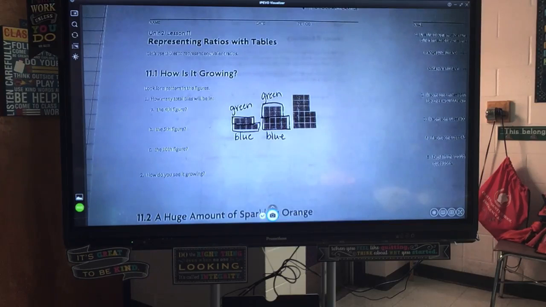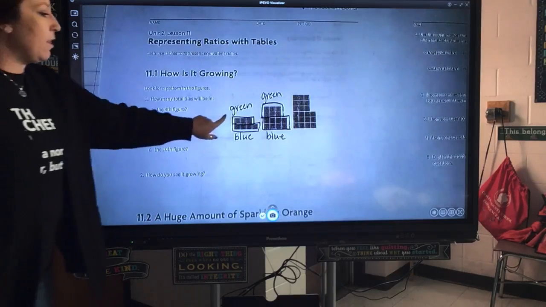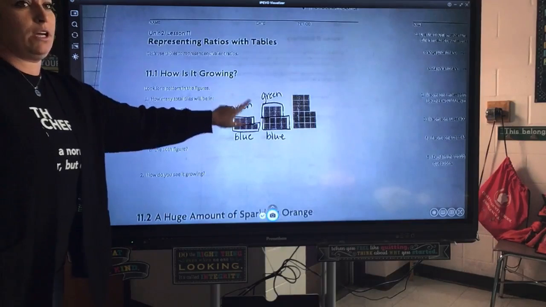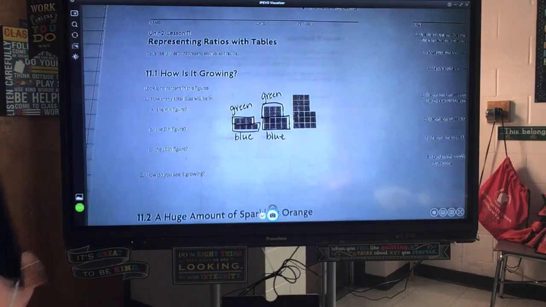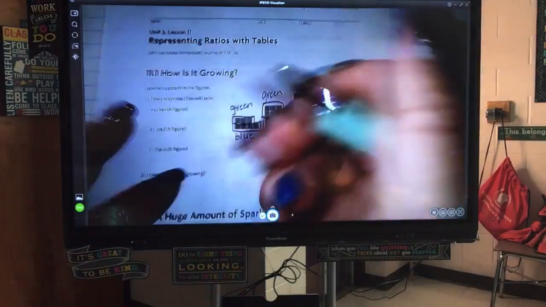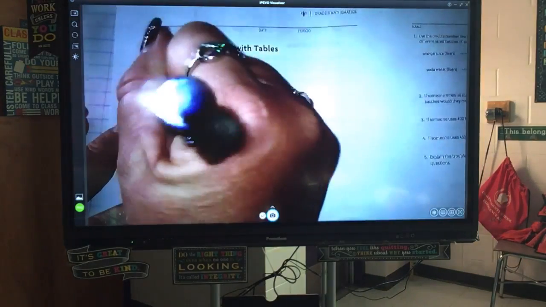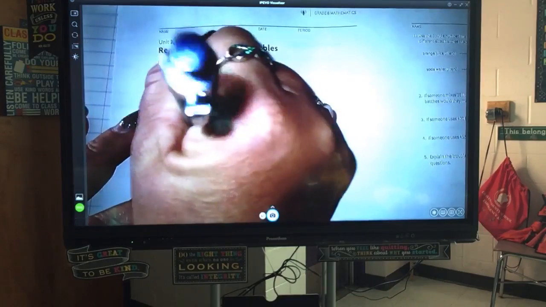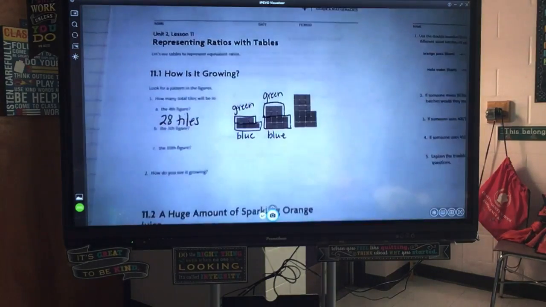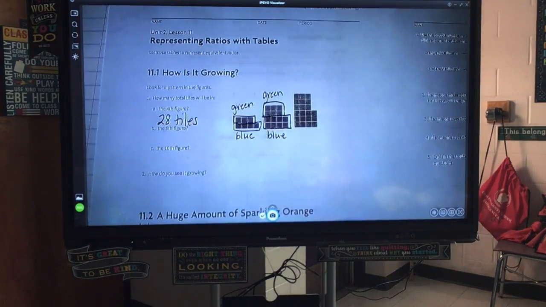Alright, so Troy, you were on the right track with adding the 3 and the 1, but just be careful because we add 3 here and 4 here, 3 here, 4 here, 3 here, 4 here. So yes, you are increasing by 7. So for the fourth figure, you're gonna have 28 tiles. Alright, what about for the fifth figure? What are you gonna have there?